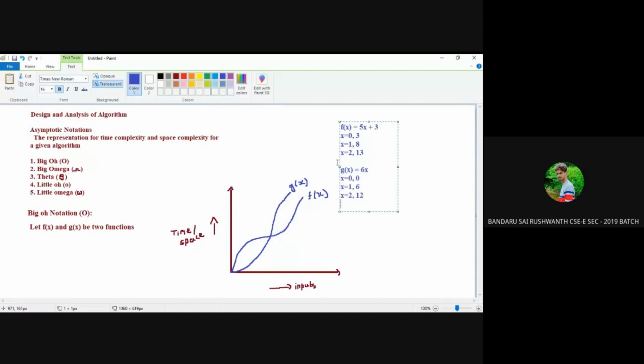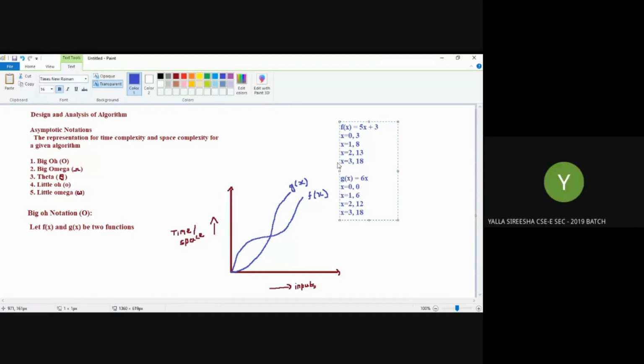F of x. Good. Now going for x is equal to 3. Now what will happen? F of x will be 8. 18. Very good. Here, coming to x is equal to 3, what will happen? 18. Now who is highest?